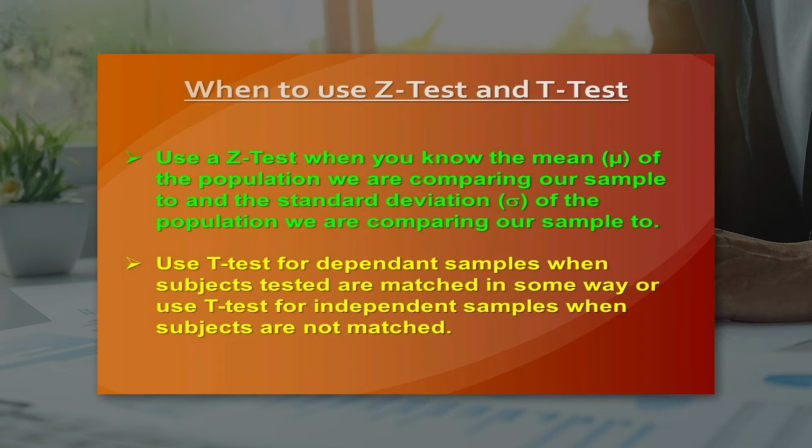So when to use Z test and T test? Use a Z test when you know the mean, that is mu, of the population we are comparing to sample 2, and the standard deviation sigma of the population we are comparing to our sample 2.